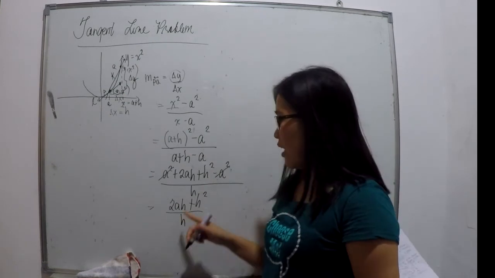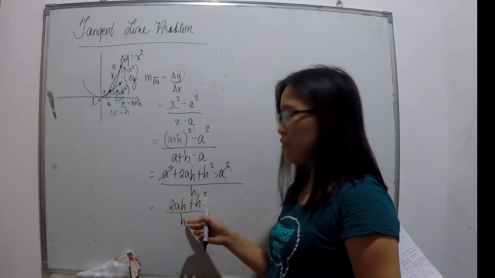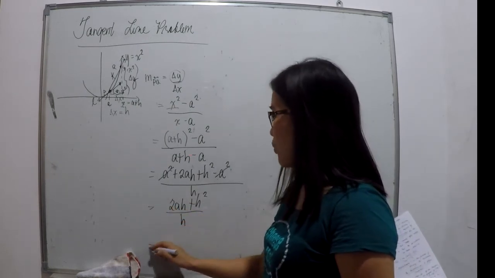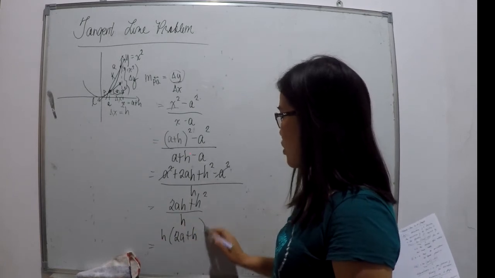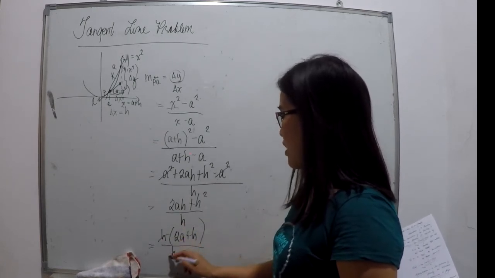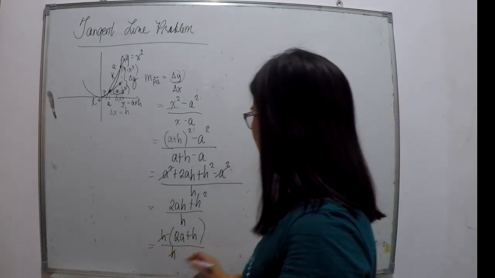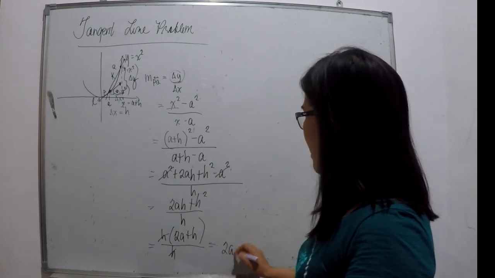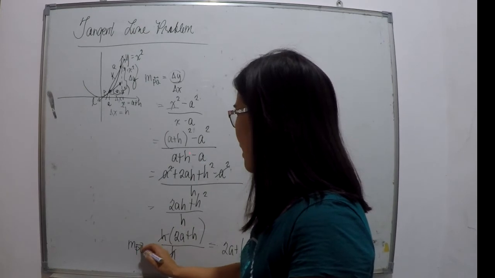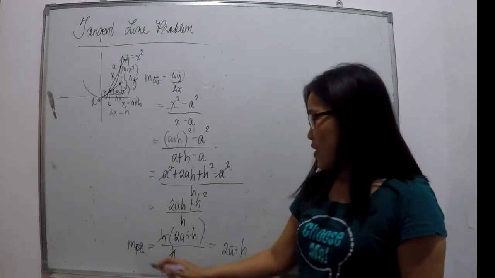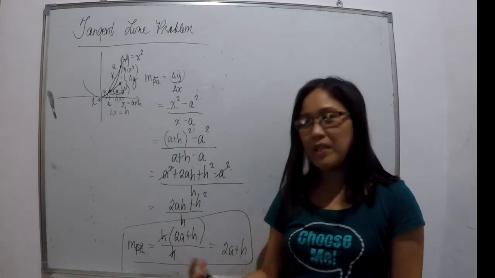This becomes 2ah plus h squared over h. Take note, h is a common factor to these two terms and also the term in the denominator. So, we can factor this out: h times (2a plus h) over h. So, the slope becomes 2a plus h, which is actually the slope of the secant line PQ. Right? So, we already have the formula for the slope of the secant line PQ.